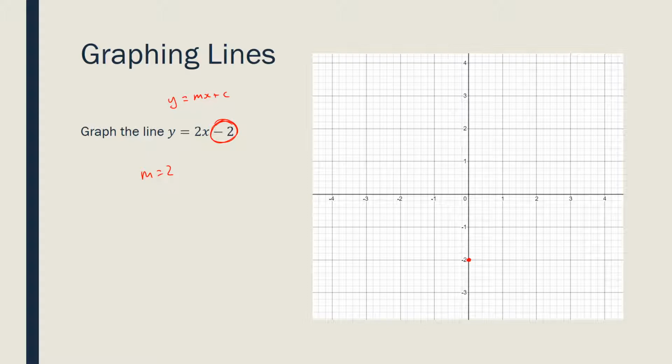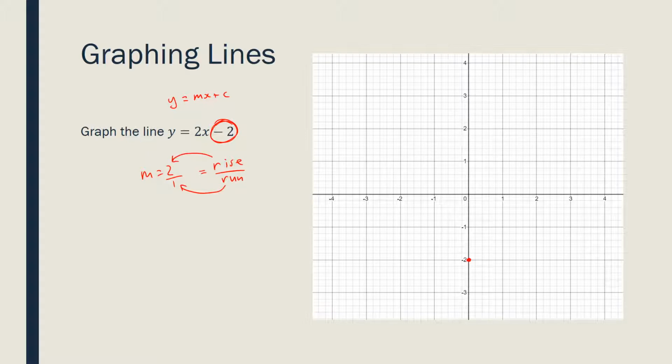It's more helpful if we make this into a fraction. So 2 is the same as 2 over 1. 2 divided by 1 is 2. And now we remember that a gradient is going to be the same as rise over run. So this is the basic definition of gradient. So our rise is going to be 2 and our run is going to be 1.